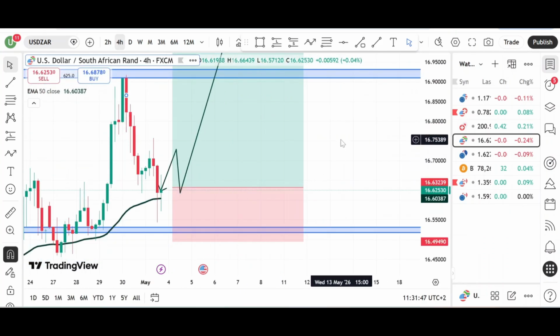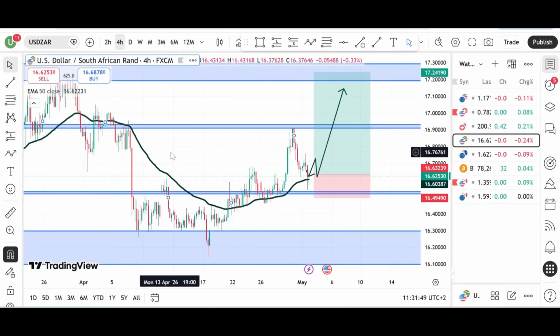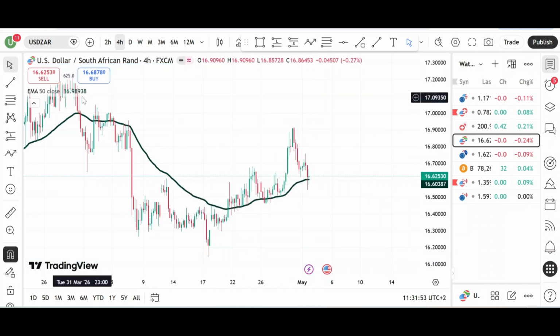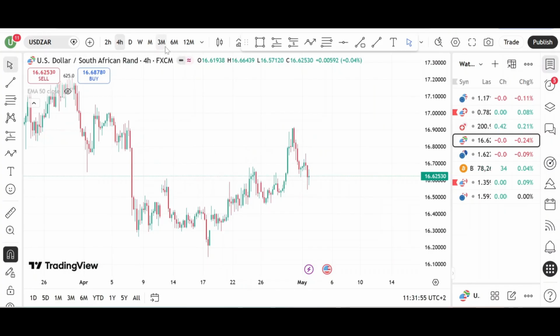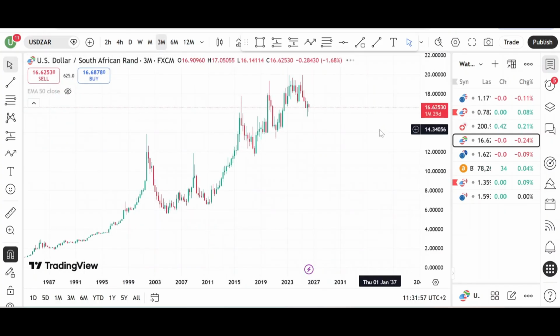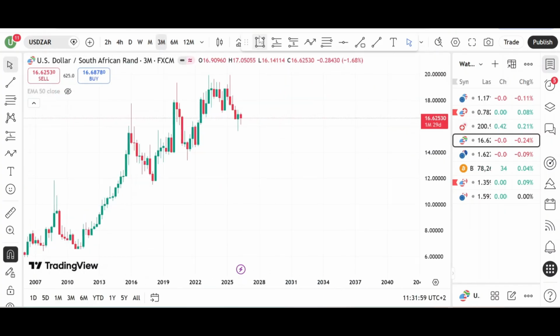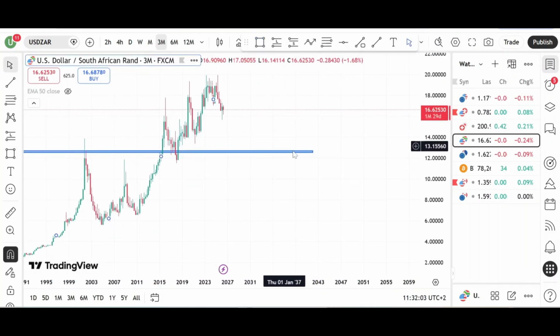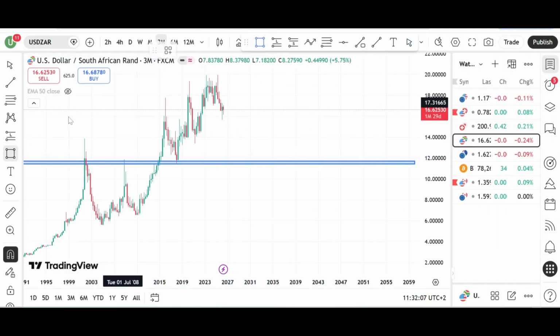As you can see, I'm looking for a buy on Monday. How am I looking for a buy? This is a complete analysis. Let's go to a 3-month time frame and see what's happening. As you can see, overall we are in an uptrend because we are seeing the higher high and the higher low like this.